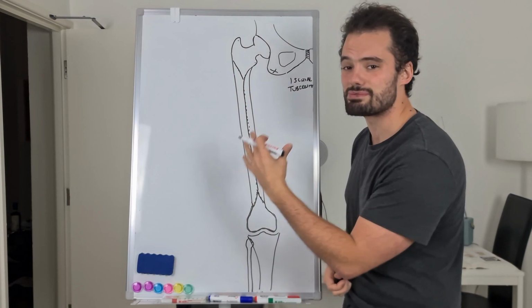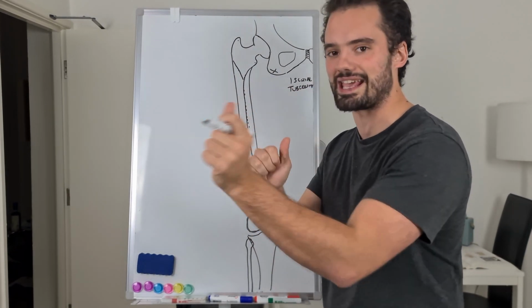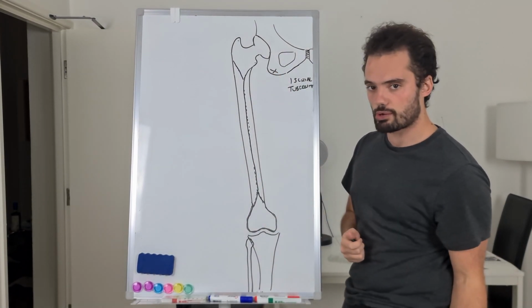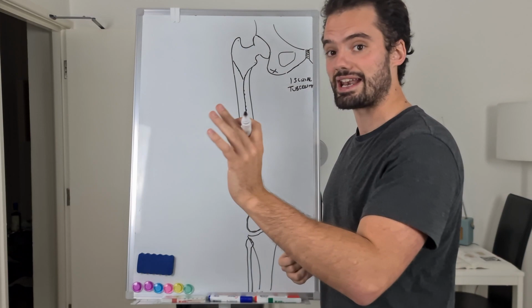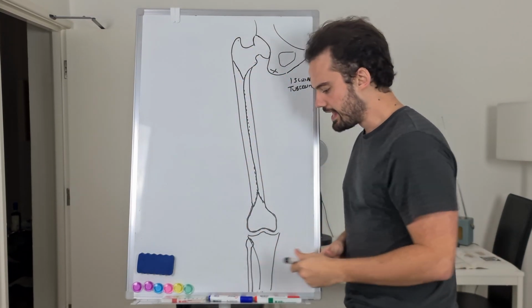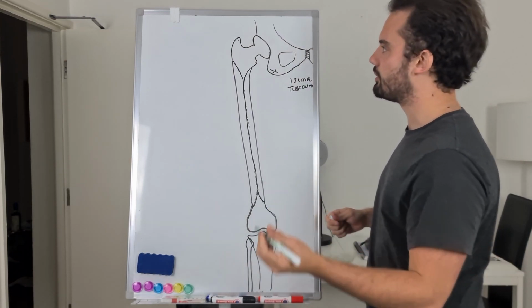Bony anatomy is boring. It's so dull. So you've got to try and find ways to link it to more interesting stuff. So ischial tuberosity, the bony bit at the bottom of the pelvis, that is the bony landmark of this compartment. Okay, now the muscles themselves, let's get the names up on the board to begin with.